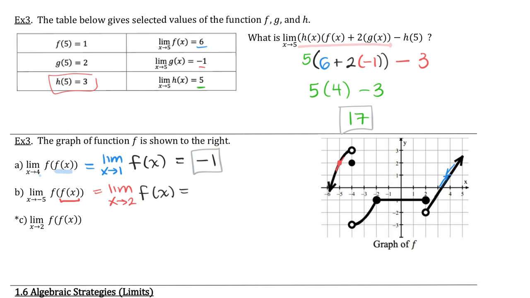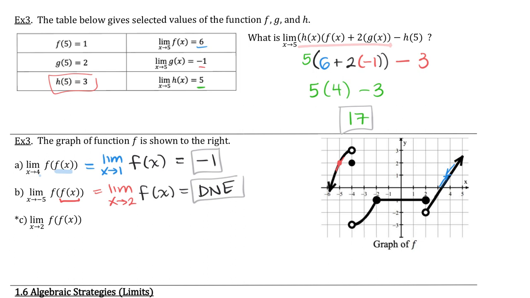Okay, as x approaches 2, what do we got? Let's see. Oh, at 2, there's a jump. So the limit on the left is negative 1. On the right, it's lower. So this limit does not exist. Okay, and that's a situation where it matters that this is a limit, because if it had said f of 2, the value would be negative 1. But since it said the limit as x approaches 2, it does not exist.